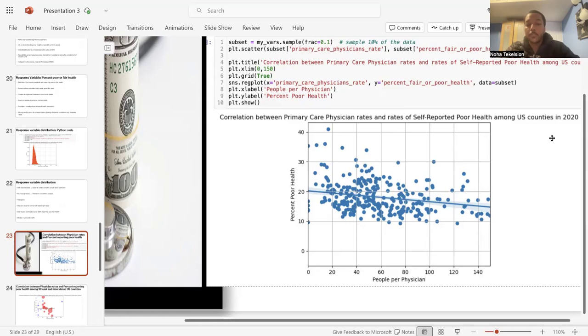And all the dots represent counties, actually, people per physician. If we take any given dot, we can see a county having 20 people per physician. That county has a percentage of people saying they have poor health of more than 40%.